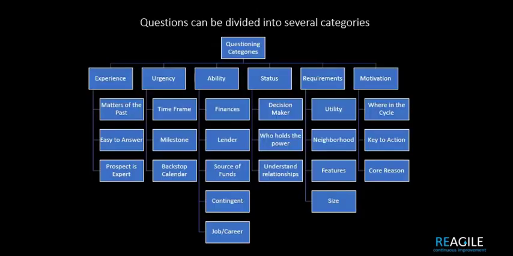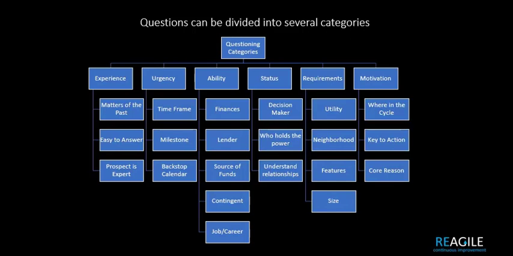And so let's talk about the categories of questions that I think we need to cover in order to get us through the qualifying stage: approach, qualify, demonstrate, close. So in qualifying, what are the categories we need to focus on in order for us to get a complete idea of their story? I think it's experience, urgency, ability, status, requirements, and motivation are the top headers.